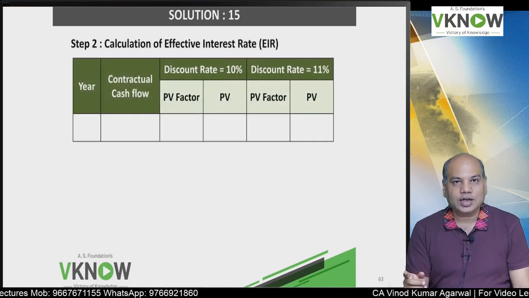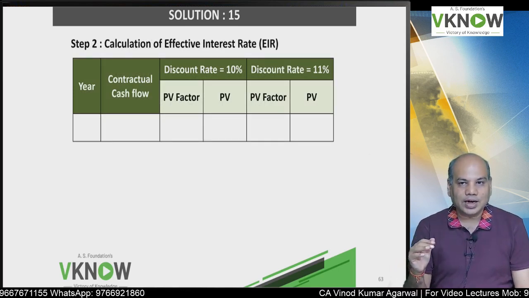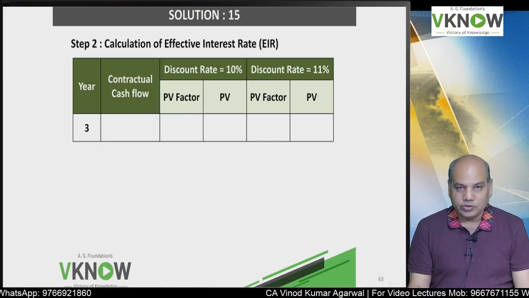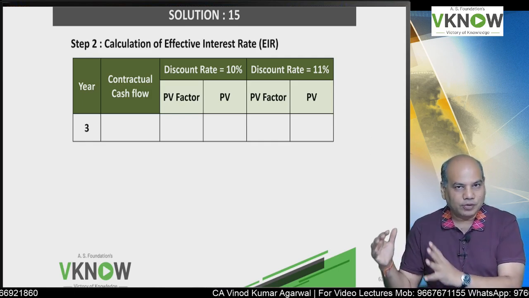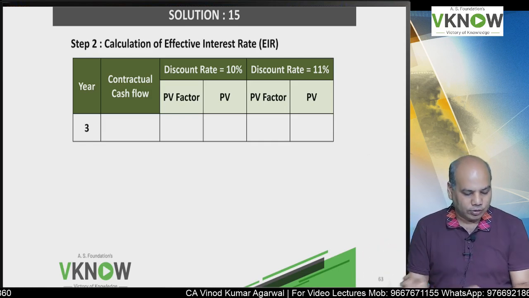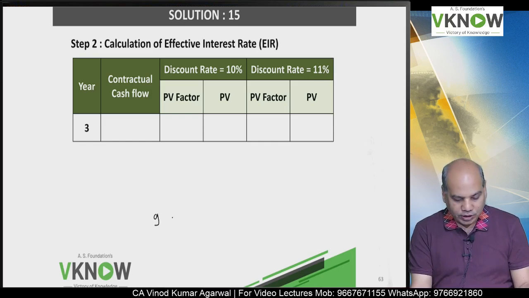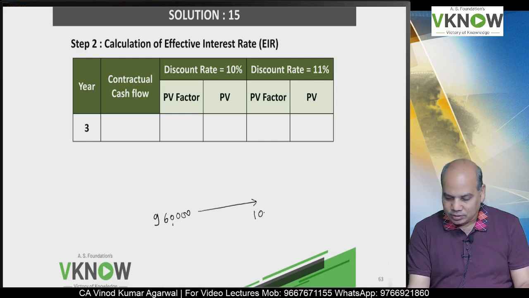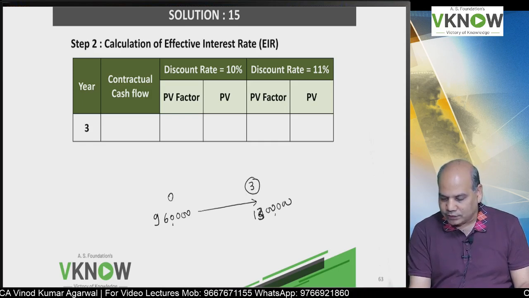Now we have to find out EIR. For computing EIR, we use IRR method, interpolation method. Interpolation method means we have to find a discount rate at which the PV of inflow will be equal to PV of outflow. If you are going to raise 9,60,000 today and you have to pay 13 lakh after 3 years. This is year 0, this is after 3 years.